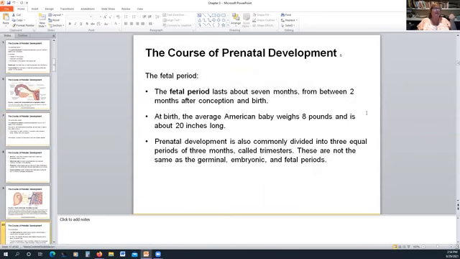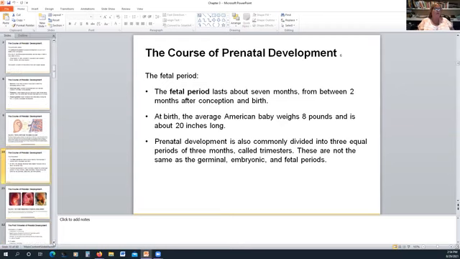And then the fetal period. The fetal period goes from about 8 weeks till birth. Okay, these are different than the trimesters of pregnancy. The course of prenatal development is just looking at the basic process of the development of those cells. Okay, so germinal, embryonic, and then fetal.